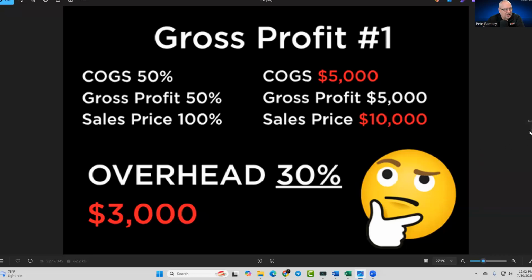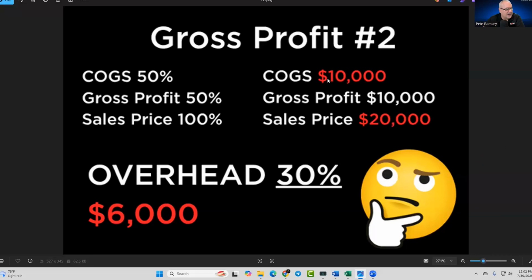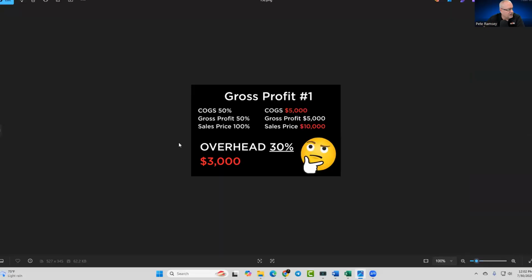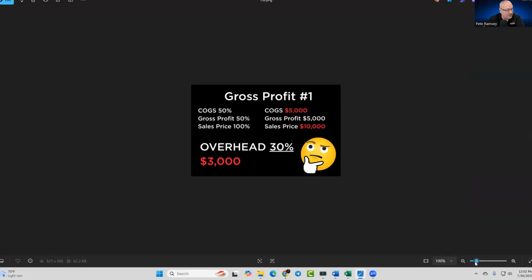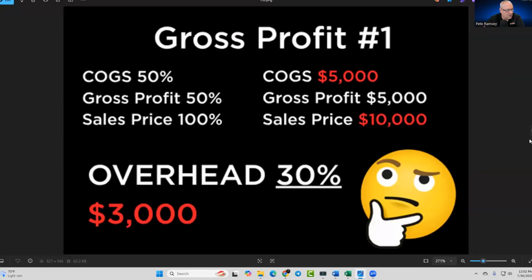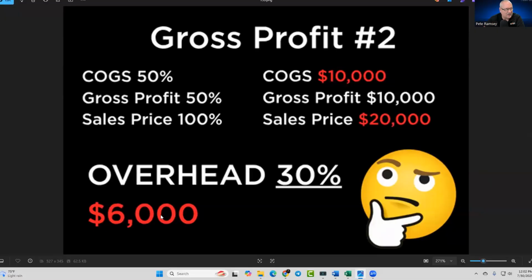Let's go to the next scenario, and let's take a job where the equipment, the COGS, was much more expensive, and you got to spend $10,000. Well, we use the same 50% GP, and suddenly we're charging $20,000 for that job. And so it's assuming an overhead of $6,000, 30%. So which is it? Are the bills, we got small, are the bills $3,000? Or are the bills $6,000?